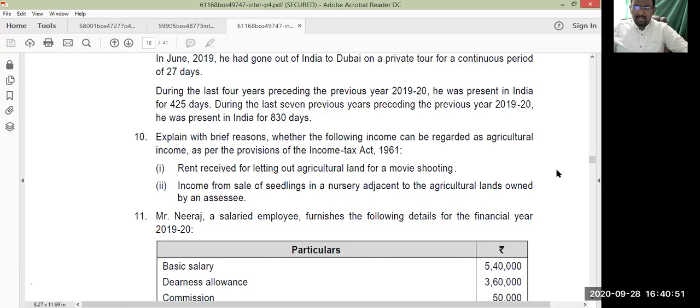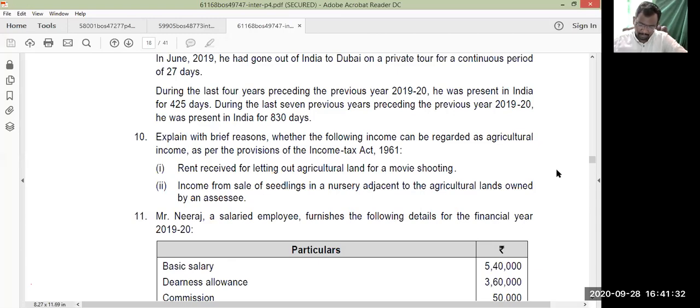Explain brief reasons whether the following incomes are chargeable to tax. Agricultural income, can it be regarded as agricultural income? Rent received for letting out of agricultural land for a movie shooting, absolutely no. It will not be treated as agricultural income under section 10 clause 1. In order to treat it as agricultural income, that agricultural land must be situated in India and that land must be utilized for agricultural activities. Only then will the income you get be treated as agricultural income. It was explained in section 2 clause 1A. 10(1) exemption, the explanation is given in section 2 clause 1A.